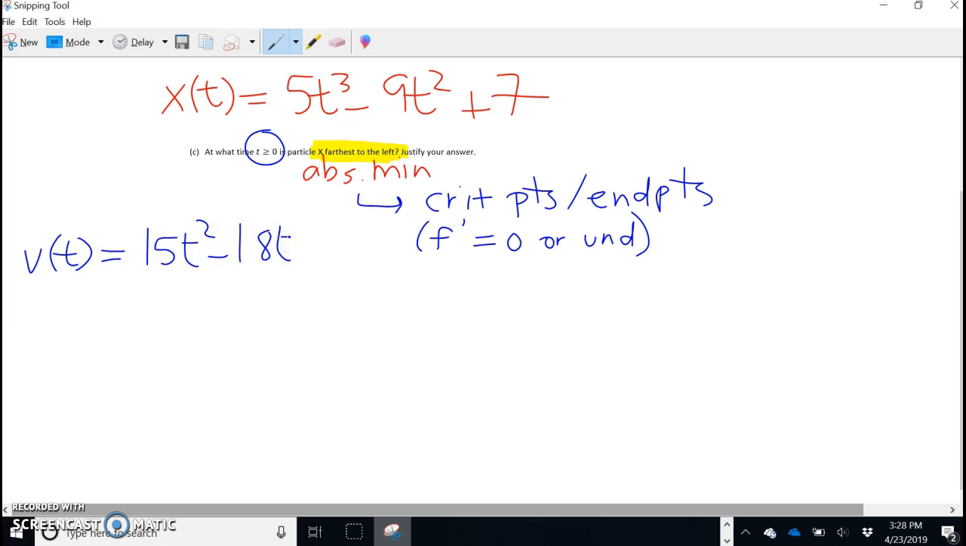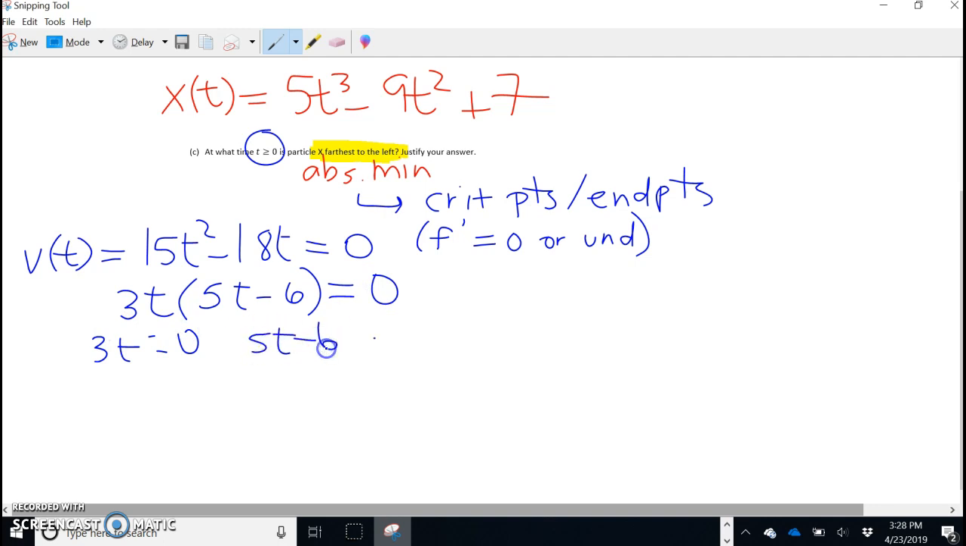And my note says to find the critical points, I should set that equal to 0 or test if it's undefined anywhere. Well, this is a quadratic, so it's not undefined, but it will equal 0 in a couple of places. So let's factor out 3t, and I'm left with 5t minus 6. I set both factors equal to 0, and I solve. It looks like t is equal to 0, and t is equal to 6 over 5, are my two critical points.